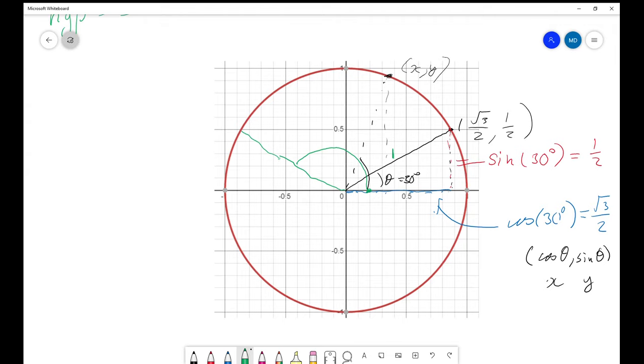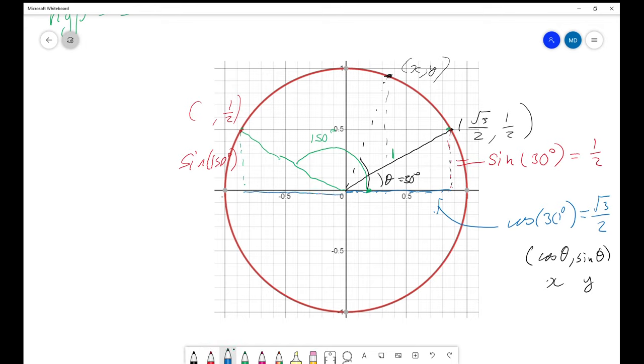bigger than 90 degrees. Because here, let's say this angle here, this is an angle of 150 degrees, and I can read this off here, well, it's an exact mirror of this one over here. So in fact, what's going to happen here is my sine of 150 degrees, well, the point here, this point is still 1/2. But what about the cosine?